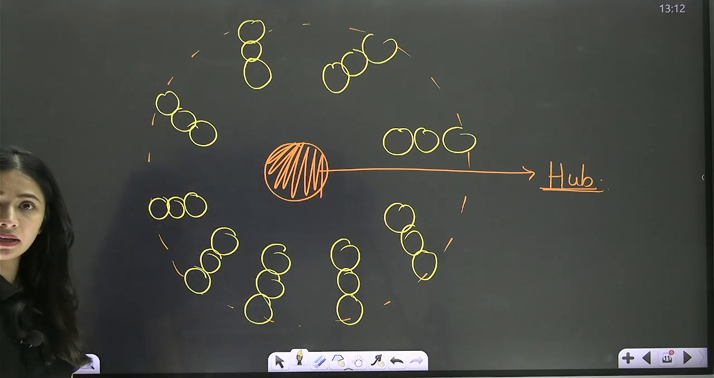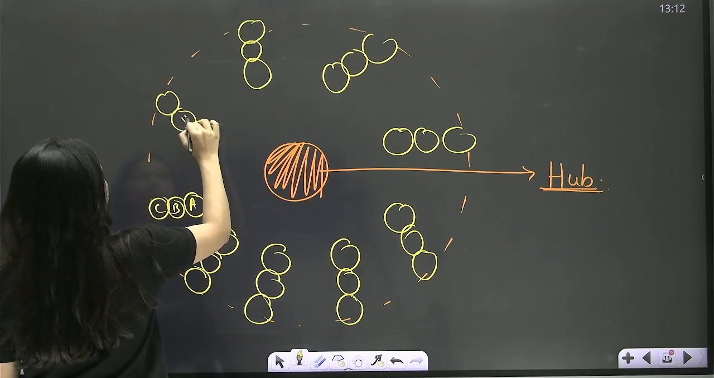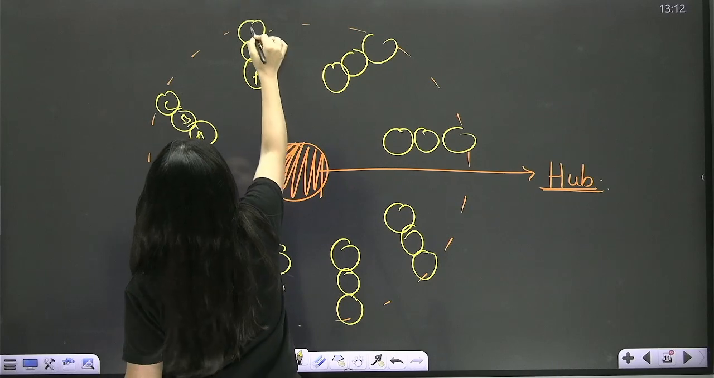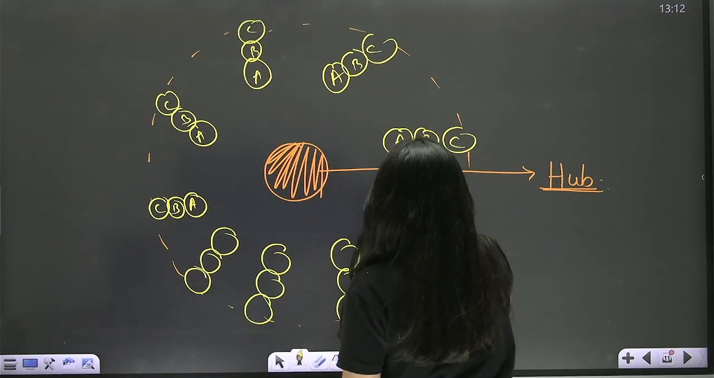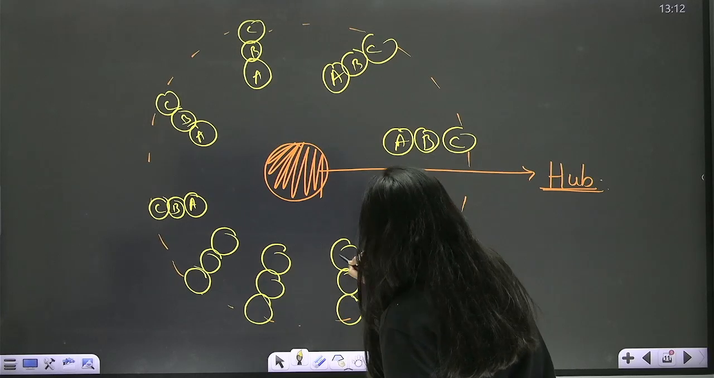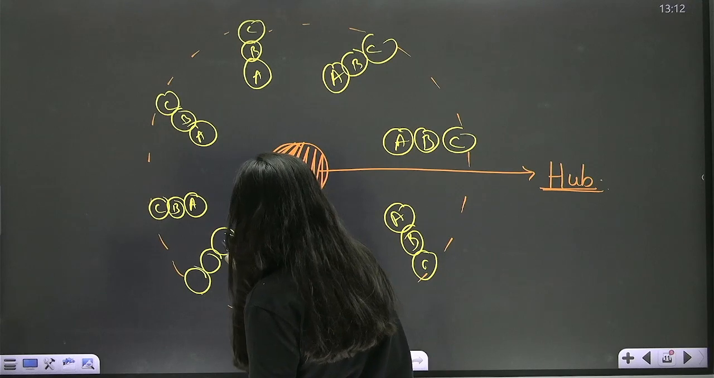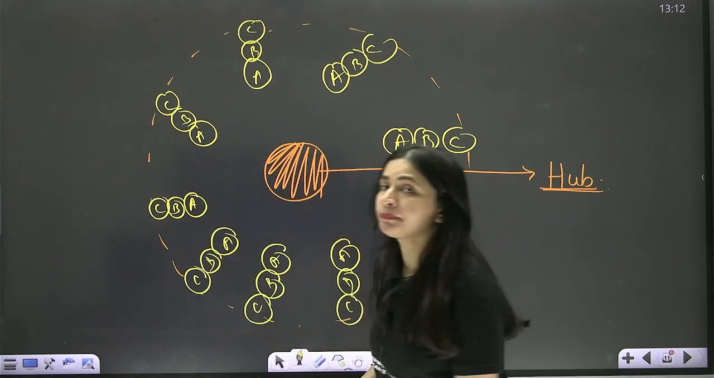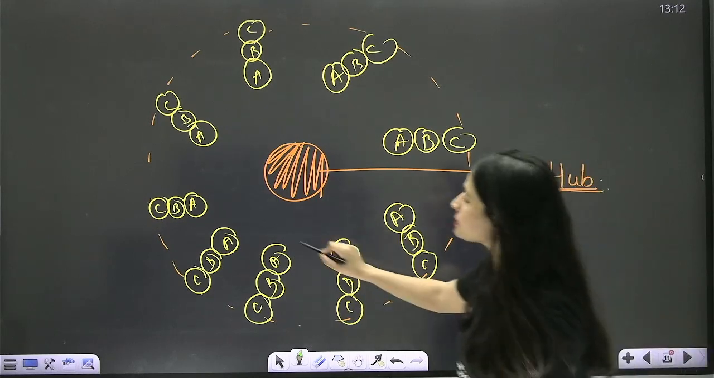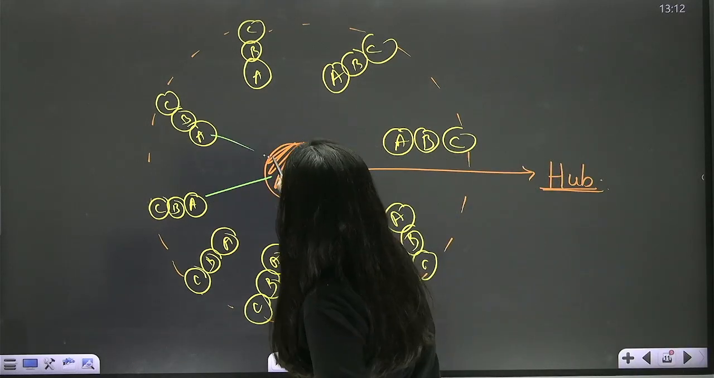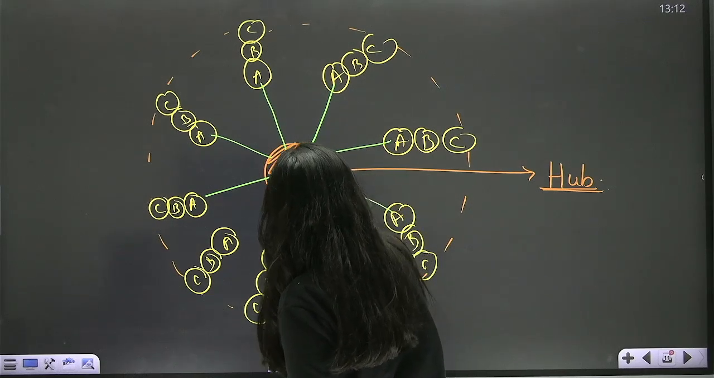3, 4, 5, 6, 7, 8, 9, like this. Okay? And how do you label from inside to outside? A, B, C, A, B, C, A, B, C, A, B, C, A, B, C, like this. Right? Clear? Now, beta, all these peripheral doublet triplets are connected to the hub with the help of radial spokes.